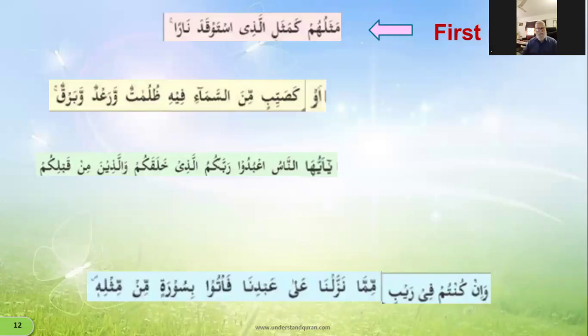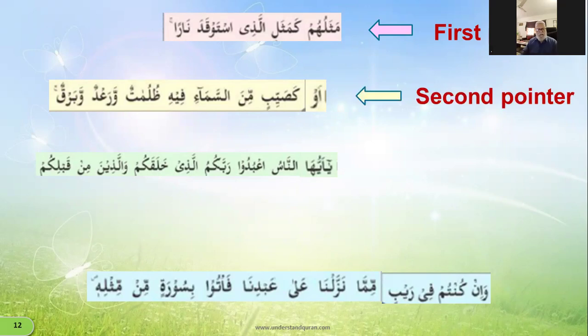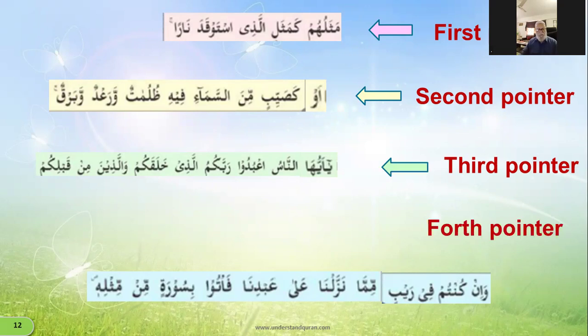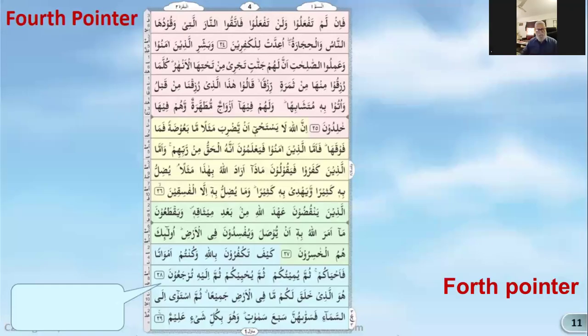Maslahum kamanaslillazi istawqad nara. And for the second pointer was أو كصيب من السماء فيه ظلمات ورعد وبرق. And for the third pointer the ayah was يا أيها الناس اعبدوا ربكم الذي خلقكم والذين من قبلكم. And for the fourth pointer, وإن كنتم في ريب مما نزلنا على عبدنا فأتوا بسورة من مثله. So the fourth pointer is how can you disbelieve?